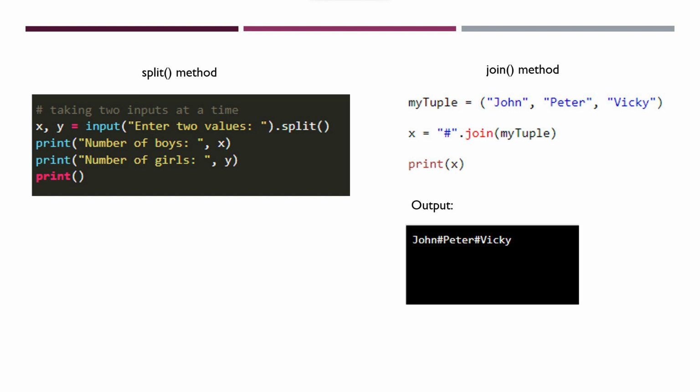Another method is the join method. The join method is used to combine the words, and the symbol mentioned in the quotes is used to join them with that symbol. If you observe the output, John#Peter#Vicky, where those values are in the tuple, and within the quotes we have mentioned hash, so they are combined by using hash. But in our program we will use a blank space, then our words will be combined in a series manner.